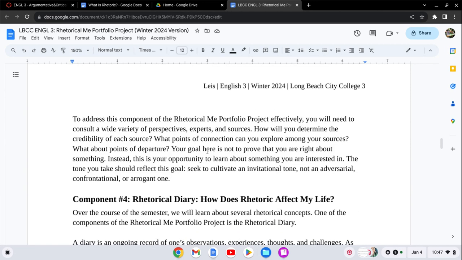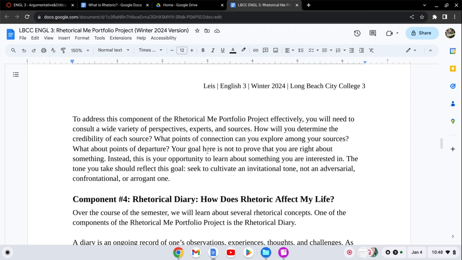To address this component of the Rhetorical Me Portfolio Project effectively, you will need to consult a wide variety of perspectives, experts, and sources. How will you determine the credibility of each source? What points of connection can you explore among your sources? What about points of departure? Your goal here is not to prove that you are right about something. So that's really important. Keep that in mind.